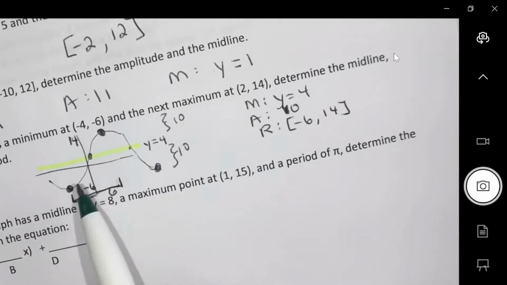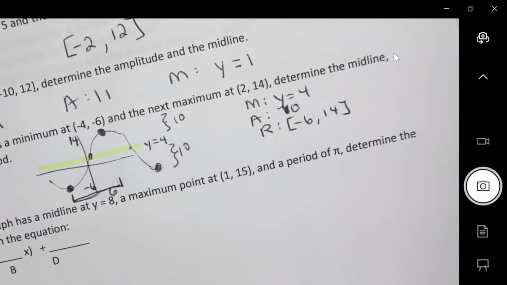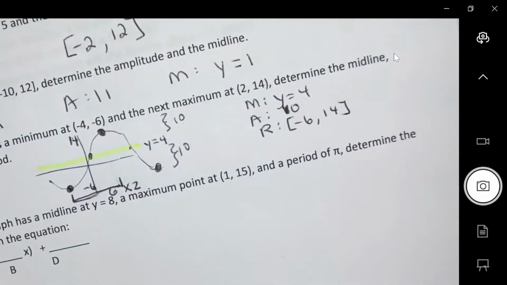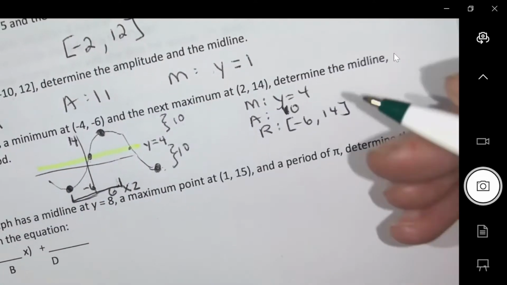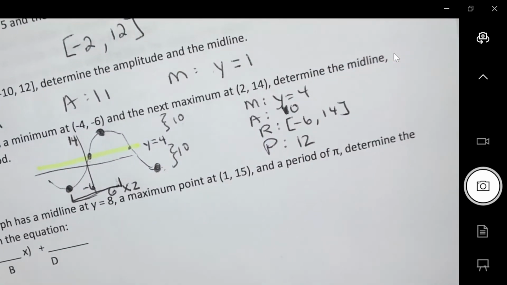What's the relationship from this distance to this distance? What would I have to do? I need to double it. Do you see why I would double it? Because this is 2 jumps and another 2 jumps. So the period is 12.